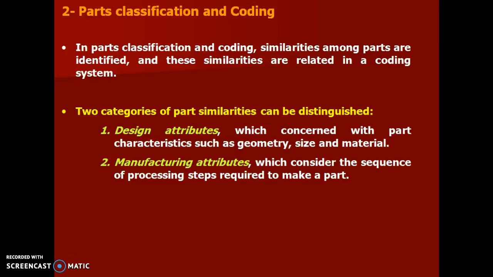Here, similarities among parts are identified and these similarities are related in a coding system. Two categories of part similarities can be distinguished. The design attributes are concerned with part characteristics such as geometry, size, and material. The second is manufacturing attributes, which consider the sequence of processing steps required to make a part.